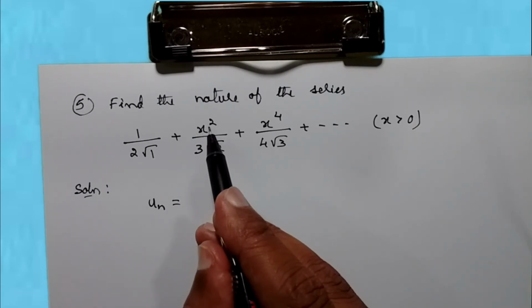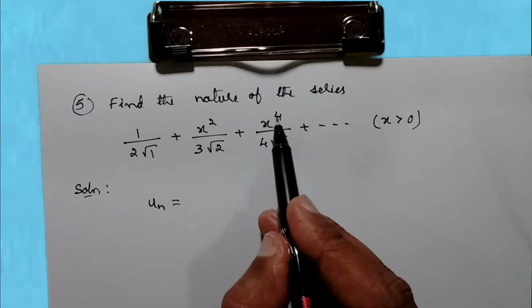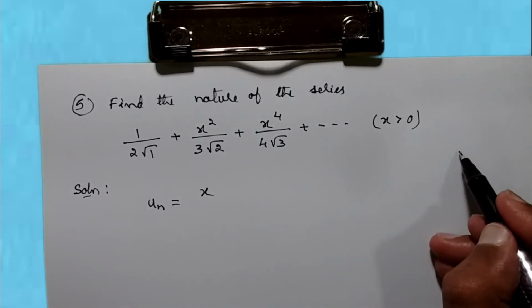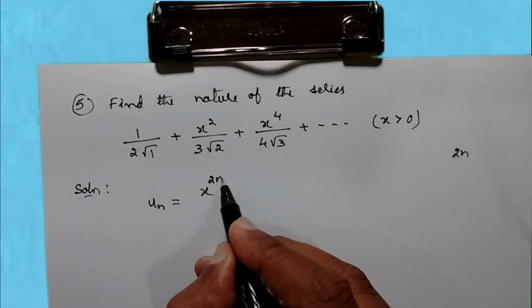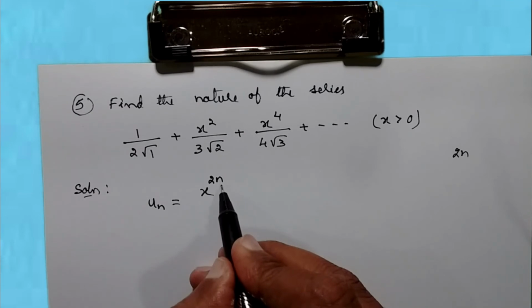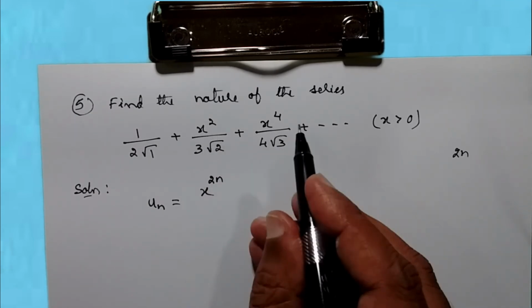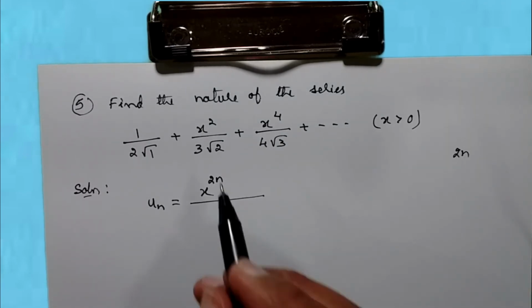You can see x power of 2, x power of 4, that means x power of 6. Even powers are there, 2, 4, 6, 8, and so on. So it should be x power of an even number. An even number is represented by 2n, so it will be x power of 2n. If I put n as 1, I will get x square. n as 2, I will get x power of 4. n as 3, I will get x power of 6, and so on. Whole divided by. Coming to the denominator.